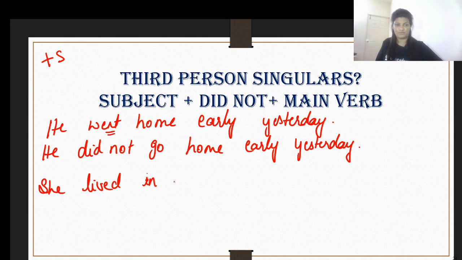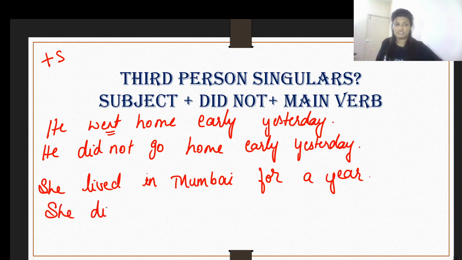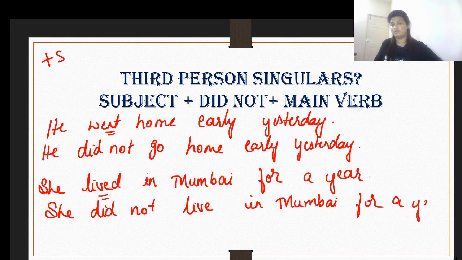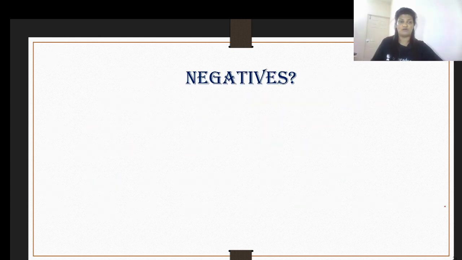Similarly, the other example that I gave you was she lived in Mumbai for a year. So that gets converted into she did not, lived becomes live. She did not live in Mumbai for a year.